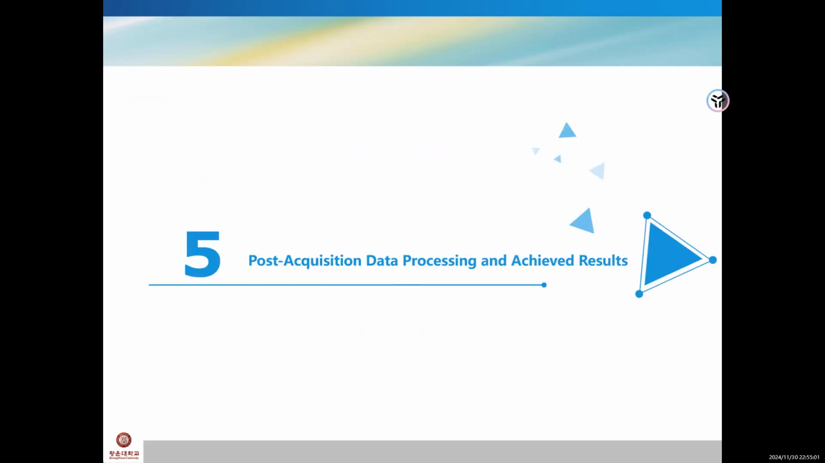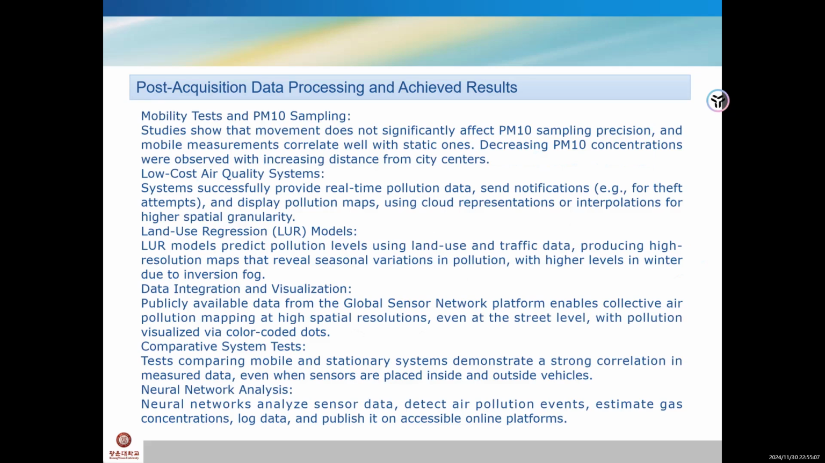Title 5, Post-acquisition data processing and achieved results. Mobility tests and PM10 sampling. Studies show the movement does not significantly affect PM10 sampling precision, and mobile measurements correlate well with static ones. Decreasing PM10 concentrations were observed with increasing distance from city centers.